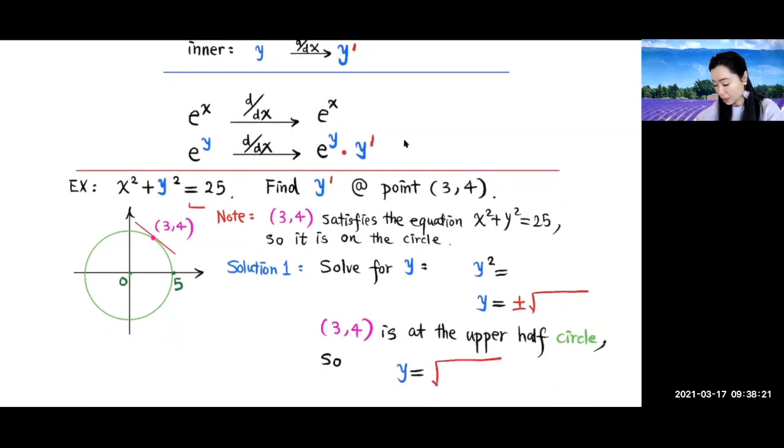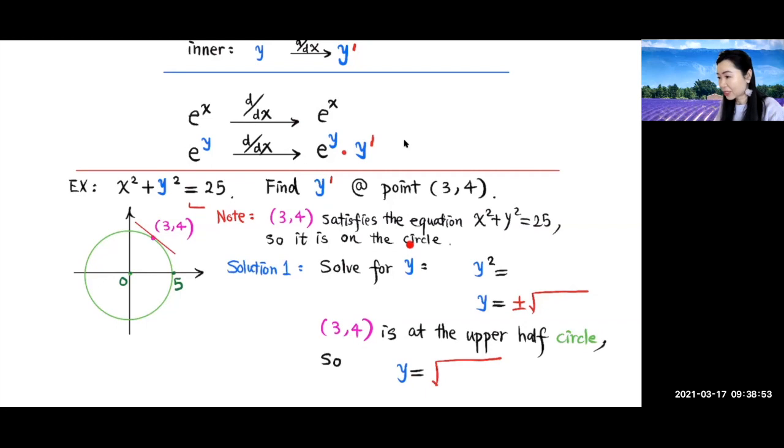Okay. So I start with this equation. We try to find y prime at this point (3, 4). Notice that this equation is the equation of a circle centered at the origin with radius 5. This point over here satisfies this equation. So if you substitute x equals 3, y equals 4 into this equation, it is true. So this point is on the circle.